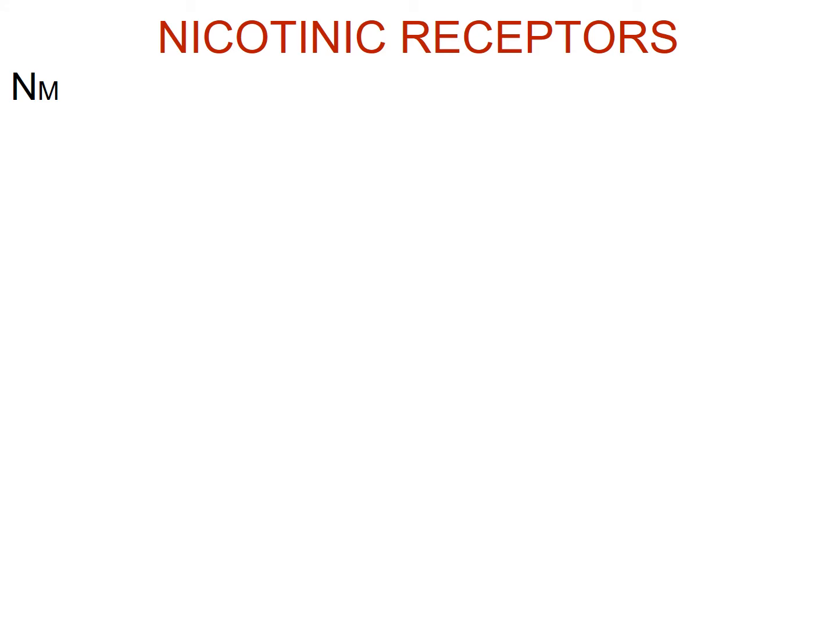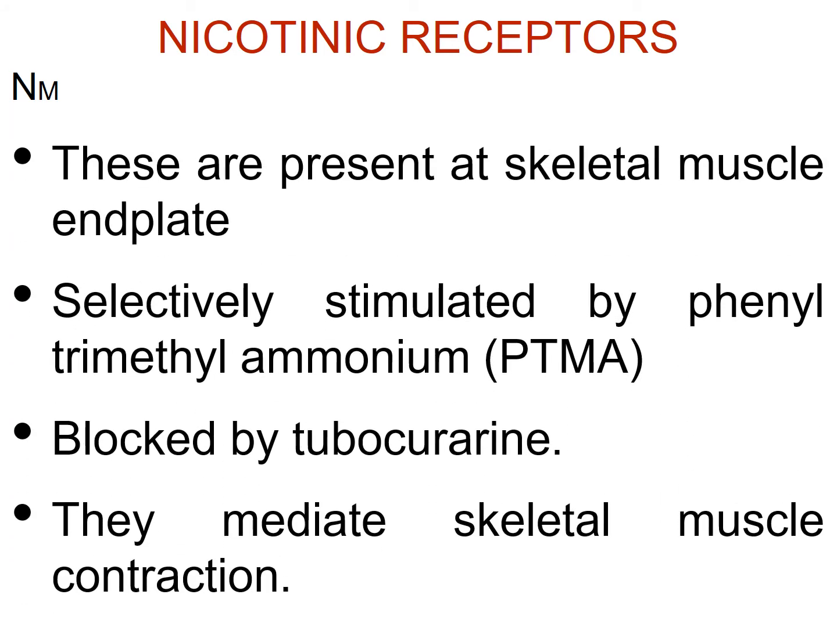Next nicotinic receptor are the NM subtype of the nicotinic receptors. The first one is the neuromuscular nicotinic receptor. These are present at the skeletal muscle end plate. They selectively are stimulated by phenyltrimethylammonium and are blocked by tubocurarine. These NM receptors mediate the skeletal muscle contraction.